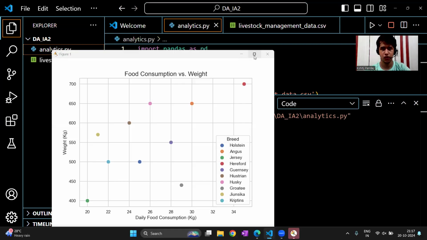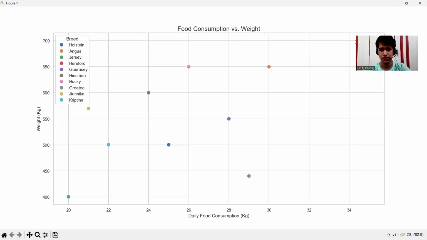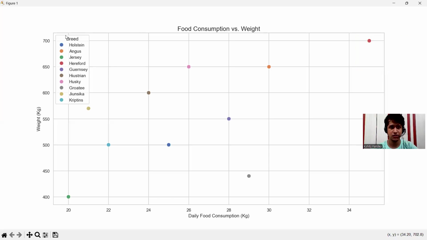So now we have got a graph of food consumption versus weight. These are the various breeds of animals. This is their weight and this is their food consumption. The green one, which is Jersey, has a lesser weight in comparison, so it has the least food consumption. Whereas Hereford, with the maximum weight of 700 kgs, has a very high daily food consumption, above 34.